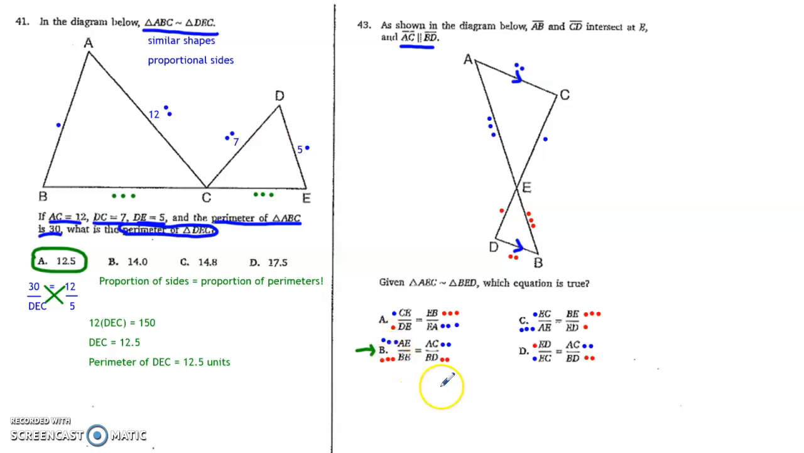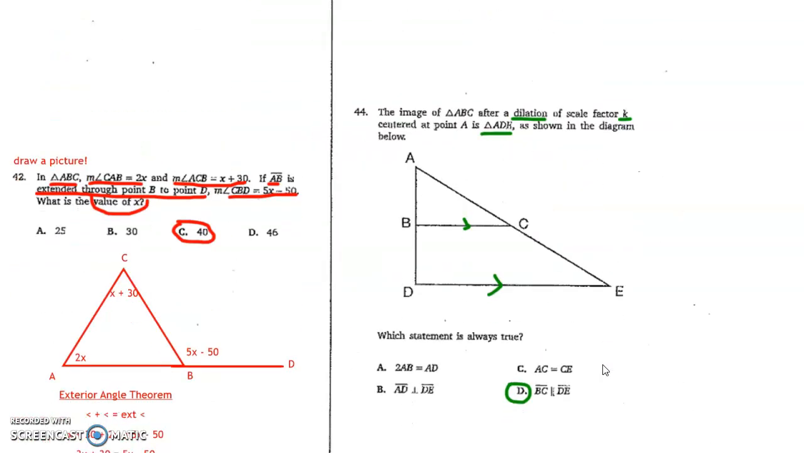3 blue over 3 red is equal to 2 blue over 2 red. It seems like it works out just fine. The other ones, you can see that there's a little bit of mismatch. Here's blue on the top and red on the bottom, but that's not the same here. Here's 1 and 3, that's 3 and 1, that's not the same, right? So you should be able to figure that out pretty easily, which moves us to the last question, question 44.